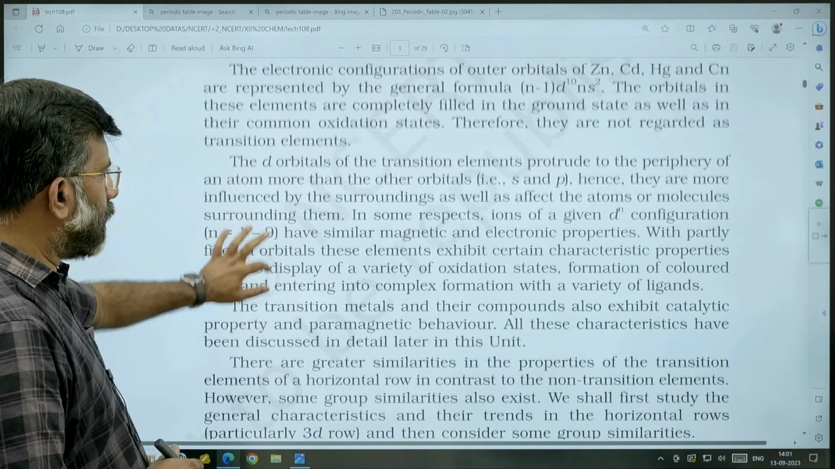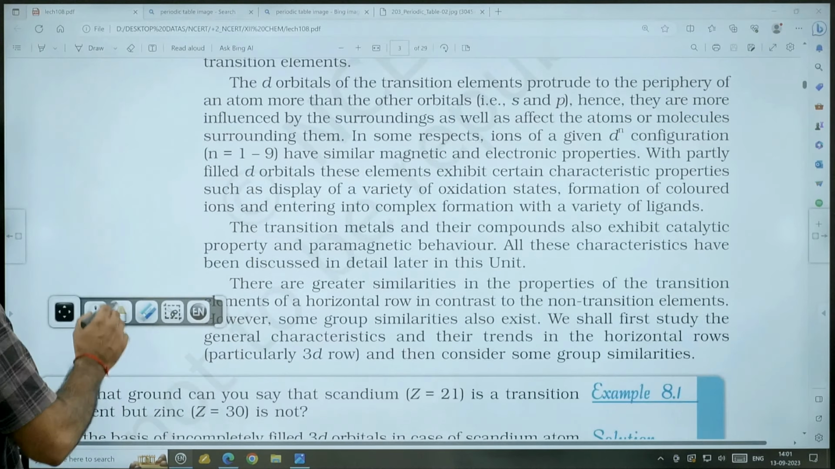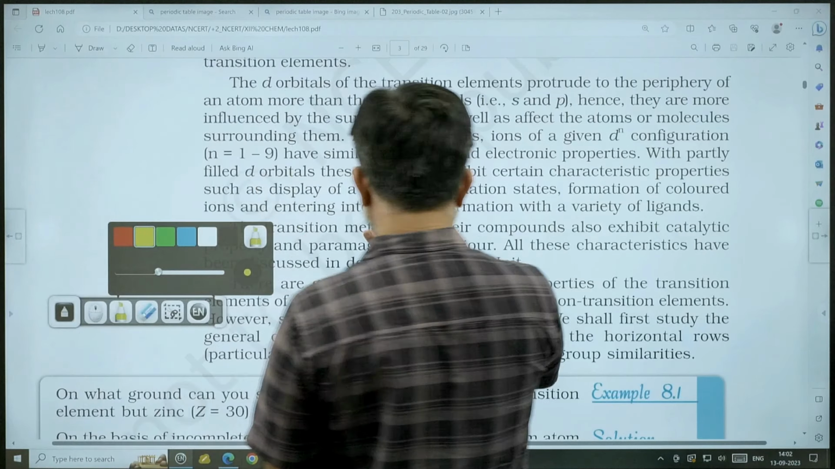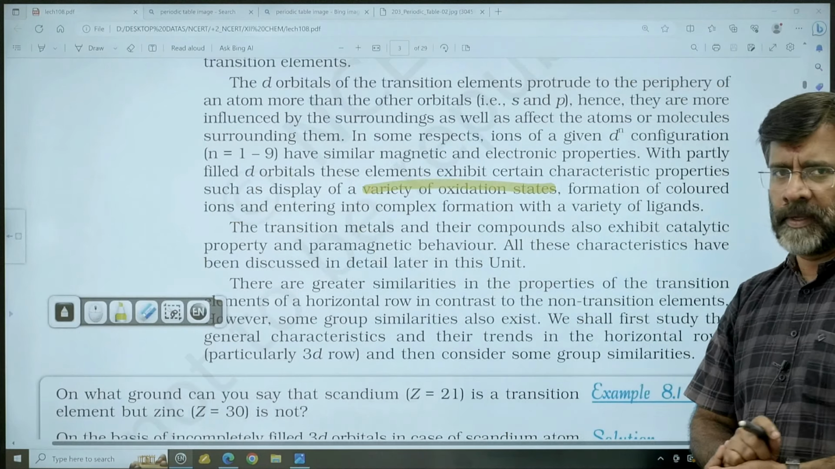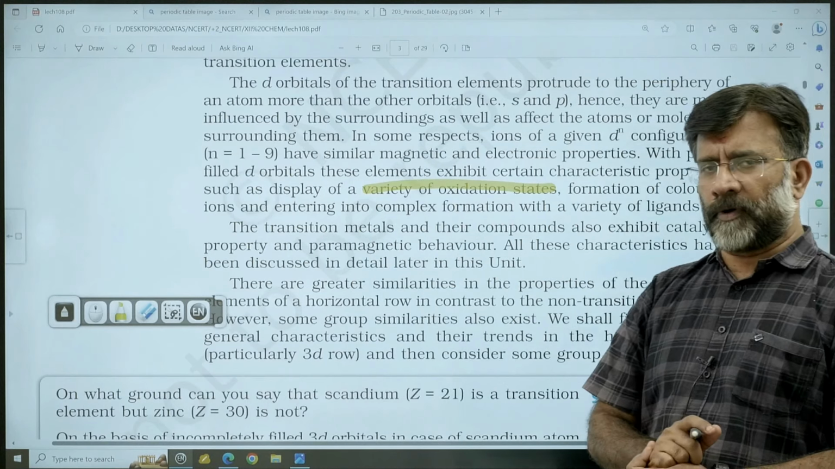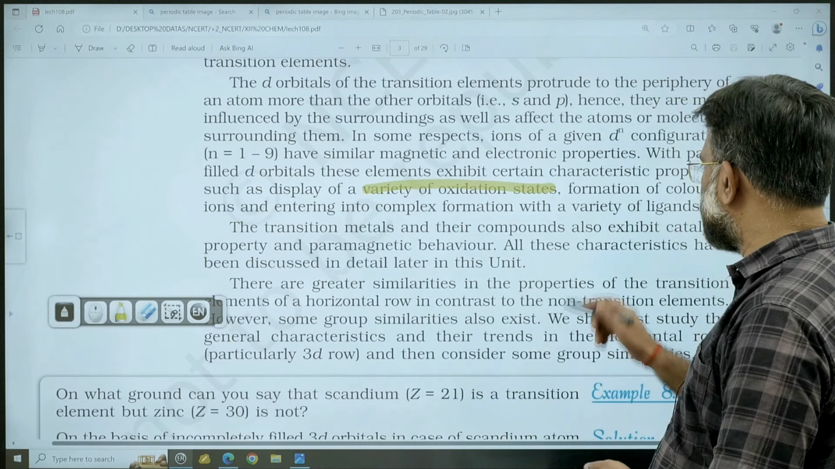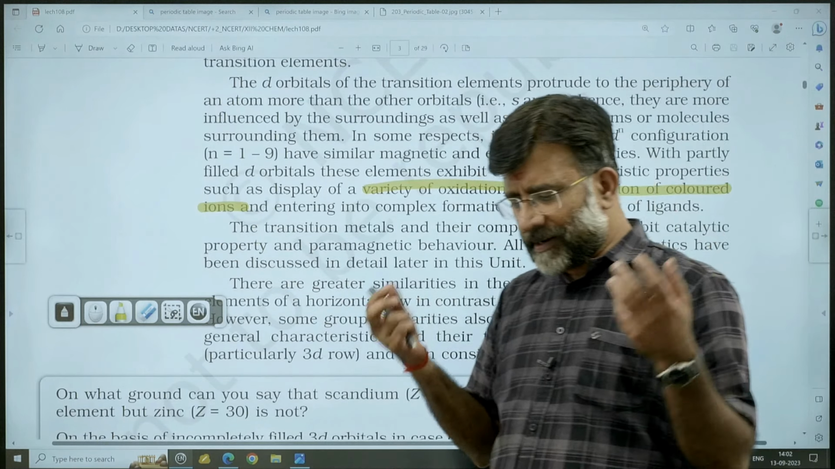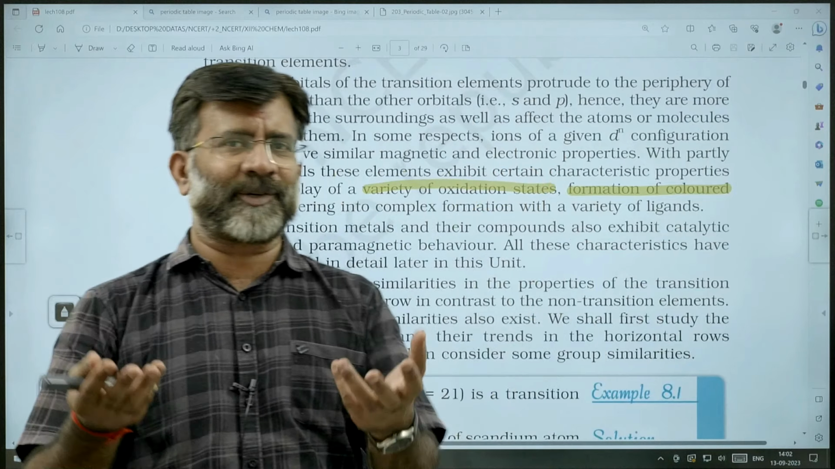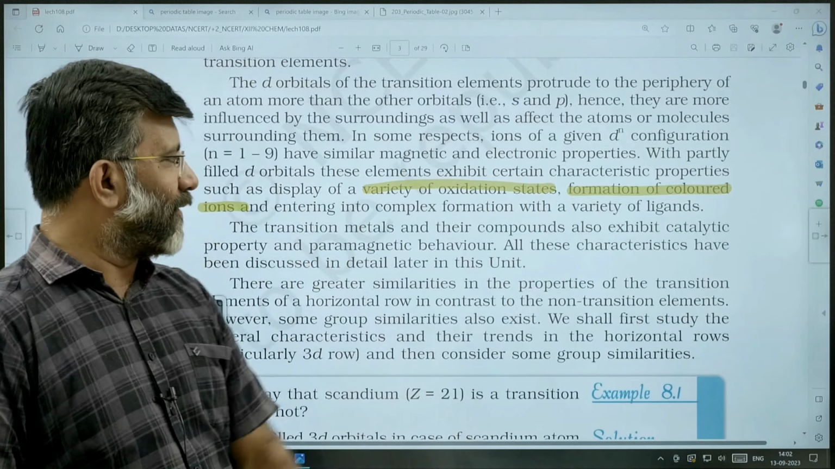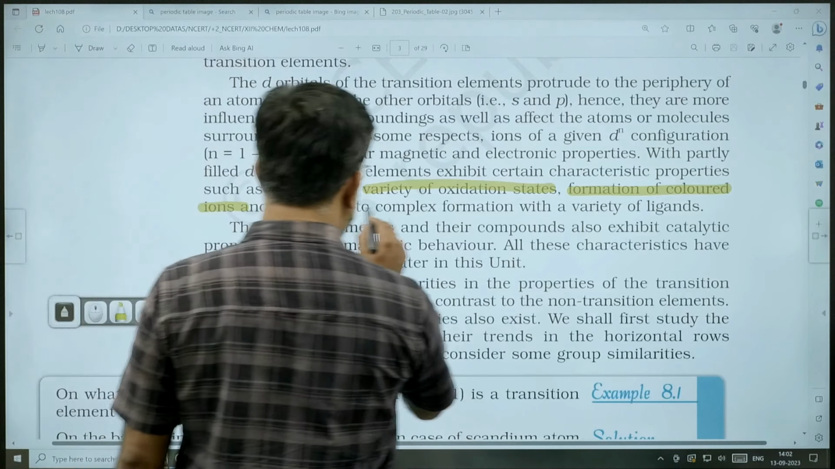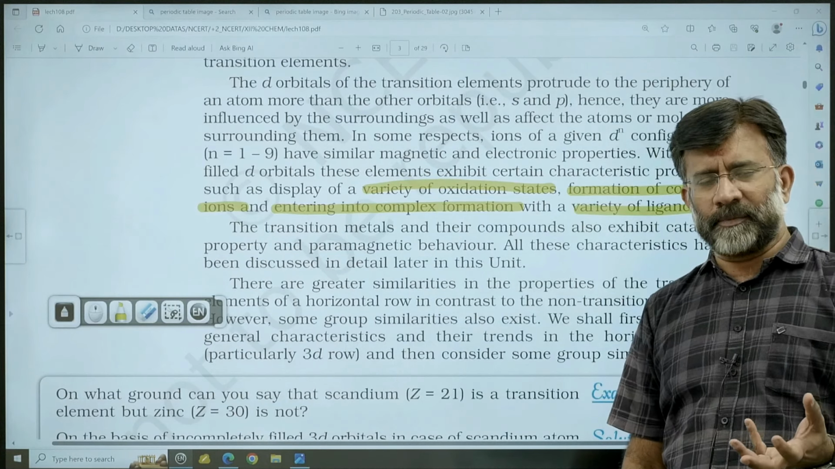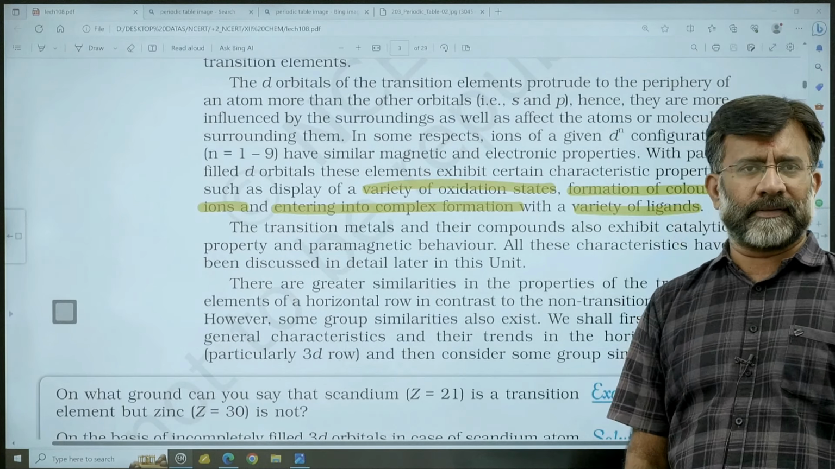And regarding transition metals, this is one very important point. I think all of you will agree, they show a variety of oxidation states. Transition metals are known for performing a variety of oxidation states. Formation of colored ions. In fact, transition metal compounds are adding color to chemistry. Colored ions, then entering into complex formation with a variety of ligands. In fact, coordination chemistry is greatly contributed to by transition elements.